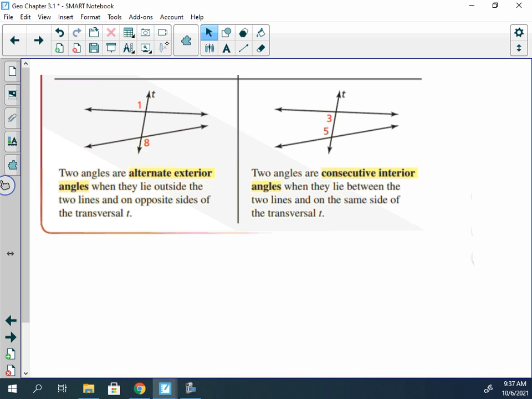Well, consecutive interior angles, same side of the transversal and inside the two lines. Consecutive interior on the same side of the transversal and between the two lines.